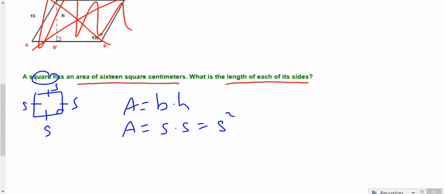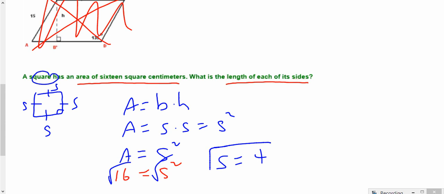So if we use this formula, because we know the sides are going to be the same, and we plug in what we know, the area is equal to 16. How do we find the sides? We square root. So the side, or one side, is equal to 4, and therefore all the sides are equal to 4. Unlike all the other questions, though, we do have a unit, so we should put centimeters in there.